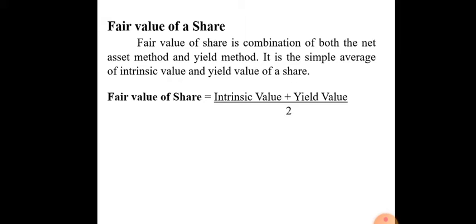The fair value of shares is nothing but a combination of both the net assets method and the yield method. Whatever answer you got from the net assets method and whatever answer you got from the yield method, you have to combine them and divide by 2, and you will get the fair value of shares. So it is a simple average of the intrinsic value and the yield value of a share.